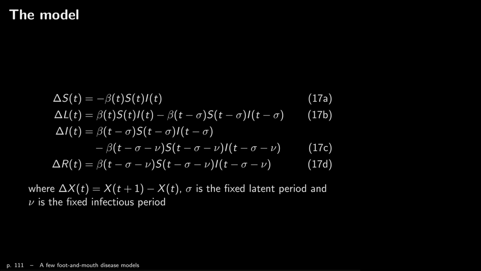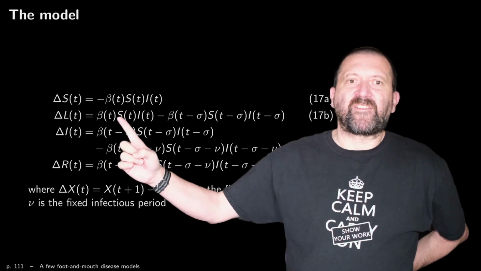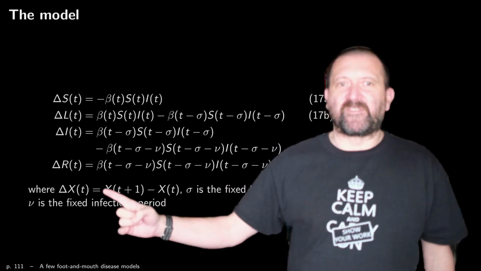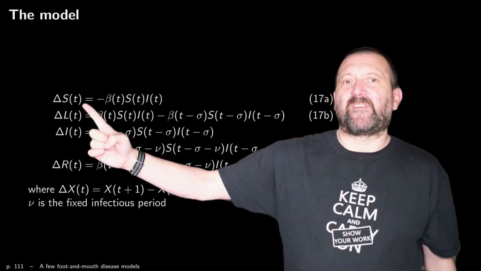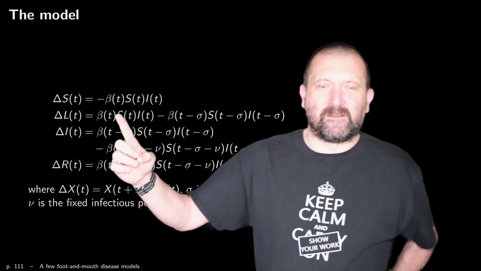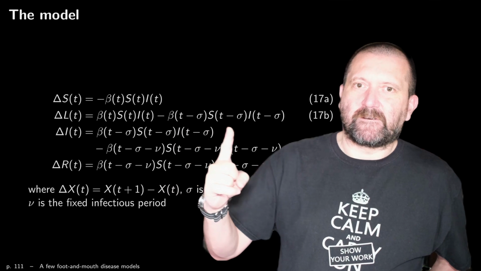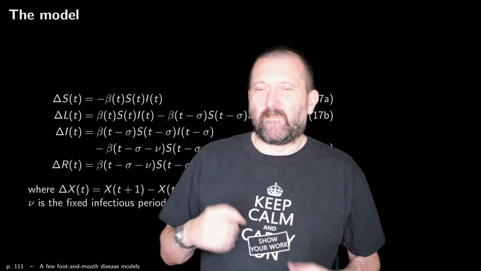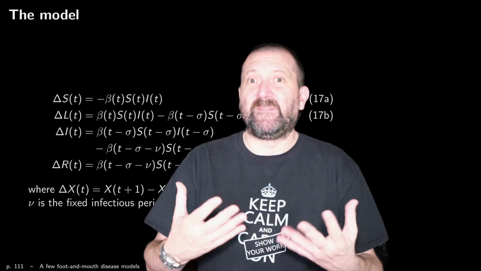For L, you have this, but you also see this term here. L increases by this quantity on essentially the same day. This is delta x of t, the change at time t plus 1, the difference between time t plus 1 and time t. So the change is positive here, but negative here. And this is a delay term, essentially. If you had a continuous time system, that would be a delay differential equation. This is a delay difference equation.